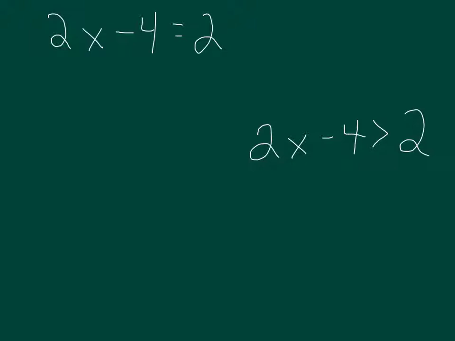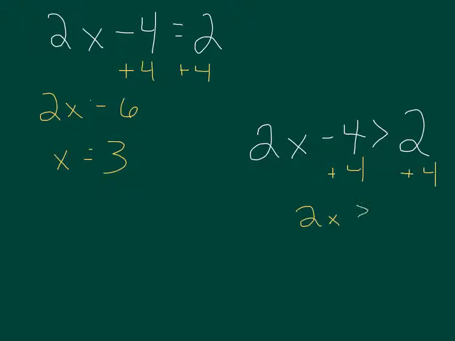Now, as far as solving an equation, all I have to do is like we've always done before, add 4 to both sides, so 2x equals 6, divide by 2, and x equals 3. Solving an inequality is actually identical. I'm going to add 4, so 2x is greater than 6. I'm going to divide by 2, so x is greater than 3. So my solutions look slightly different, but how do I really interpret those?